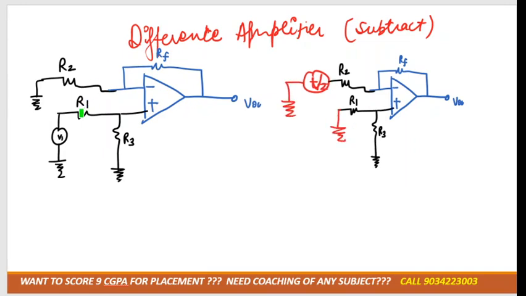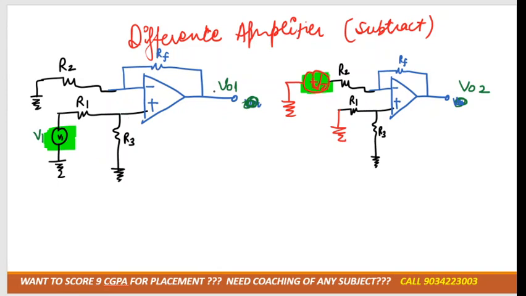Now you can see the difference. Here we have connected V1 with the positive terminal. Here we have connected voltage V2 with the negative terminal. So now again you have to apply. Output of this would be V01 because we have connected V1 voltage here. Output of this would be V02 because we have connected V2 here.